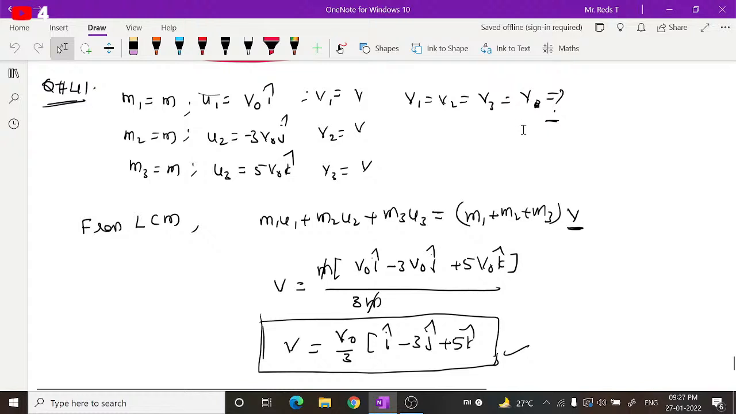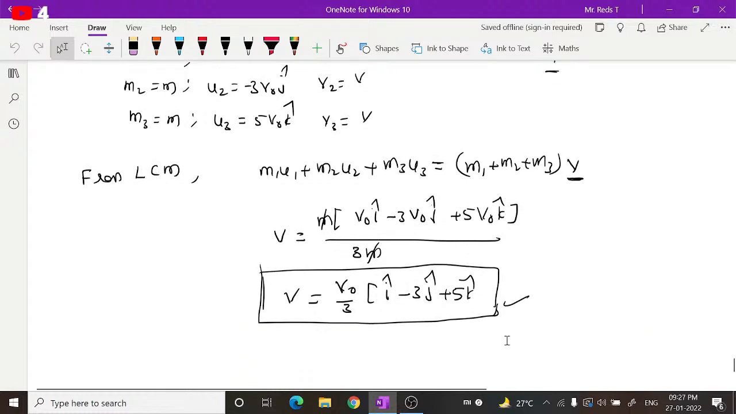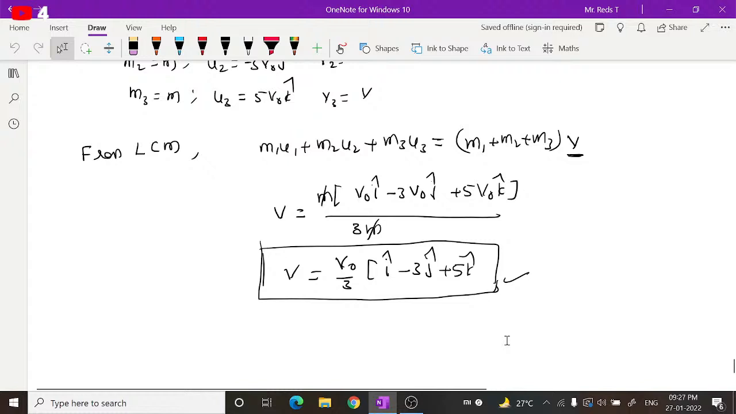What is it that we are asked to find? So for that purpose, we have applied law of conservation of momentum, and by substituting the values of m's and initial velocities, we have got this here. By simplifying, by cancelling m, we got this one, v equal to v naught by 3 into i cap minus 3 j cap plus 5 k cap. Okay, go through it.